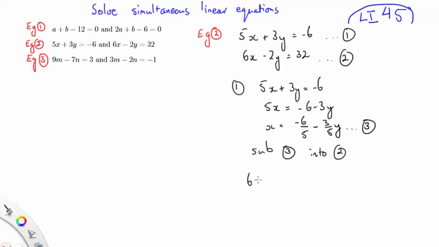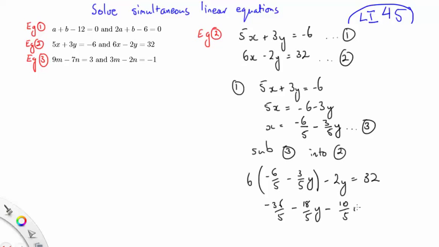So let's see. So we get 6, and we're going to replace x with all of this. -6 on 5 minus 3 on 5y minus 2y equals 32. 6 times -6 is 36 on 5 minus 18 on 5y minus, well, 2 is the same as 10 on 5. Y equals 32. And we need to keep solving. So we keep plugging along. -36 on 5 minus 28 on 5y, because I've subtracted these, equals 32.